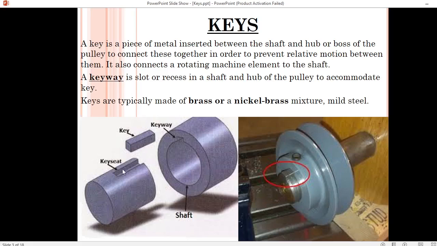Next, you can see this is a key seat and this is a keyway, and keyway is a slot or a recess in which the key can accommodate. Next, the material generally used in making of key are brass, nickel, brass mixture and mild steel, etc.